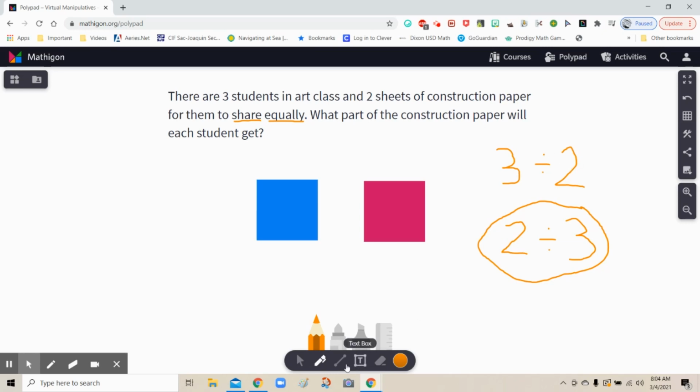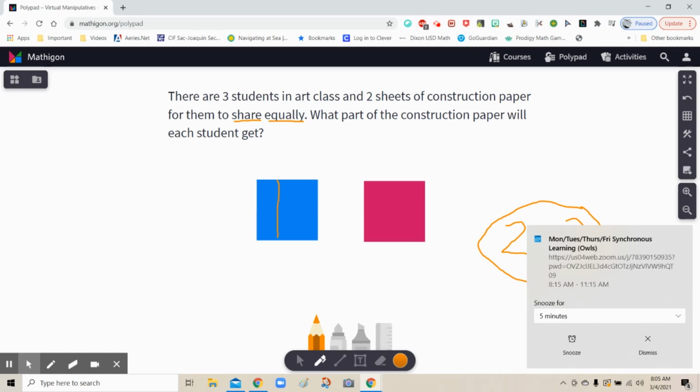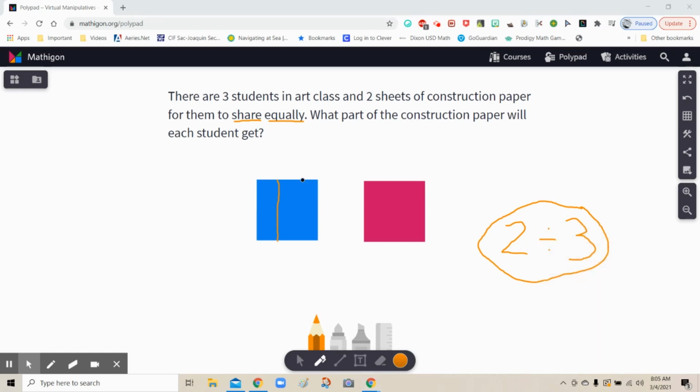So I'm going to go ahead and get rid of that. And so the problem that we're doing is 2 divided by 3. You can see right here, I've got 2 squares underneath the problem. Those are going to represent our pieces of construction paper. If we're going to take 2 pieces of paper and divide them by 3, we're just going to take each piece of paper, and I'm going to do my best to be accurate. It's not going to be perfect, but we're going to divide each one into 3 pieces. We're just going to pretend that they're equal.